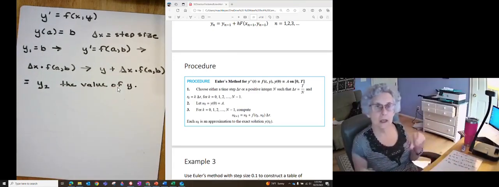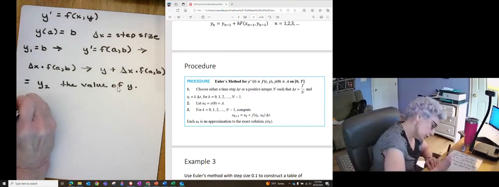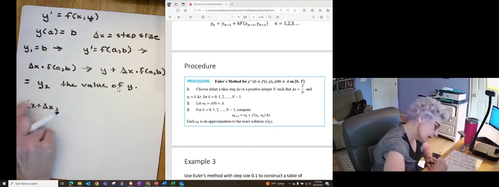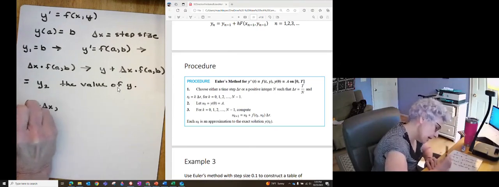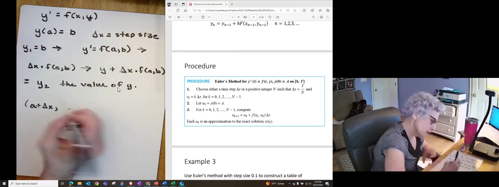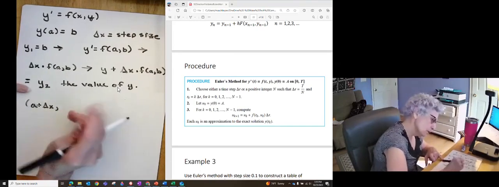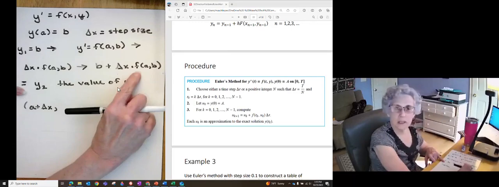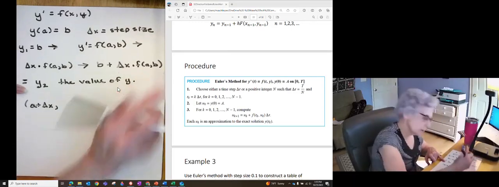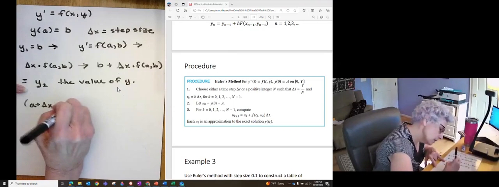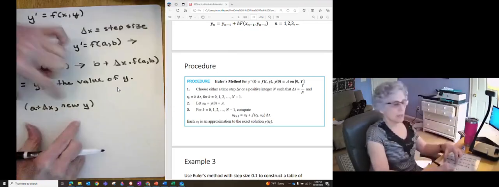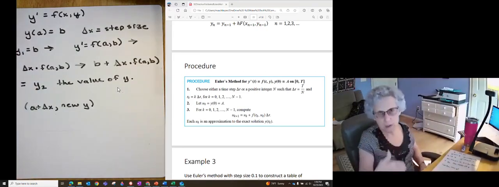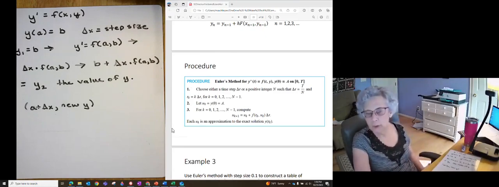And then you start over again. So your x changes to x plus delta x, excuse me, that was a plus delta x, and your y changes to y2, which was b plus delta x times f of (a, b). So that's your new y, and you do the whole thing again. So we'll do an example and then it'll start to gel a little more.